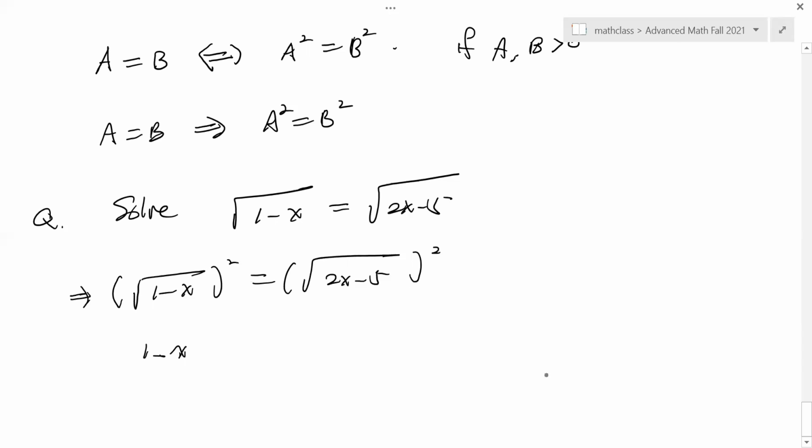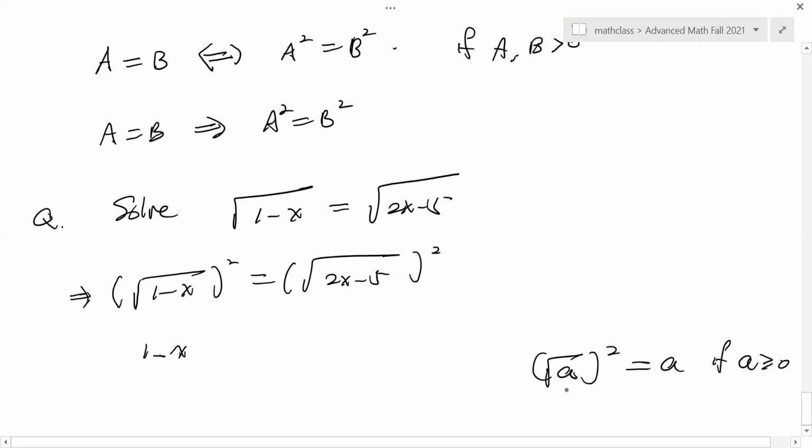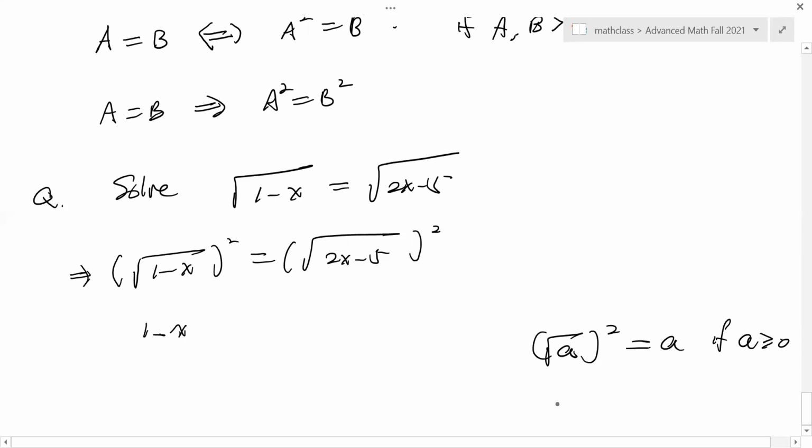Now, again, here's another important thing. Square root of a squared is equal to a only when a is greater than or equal to 0. If a is negative, the term on the left-hand side is not even defined, and this is not true. It doesn't make sense in elementary mathematics before we study negative numbers and complex numbers. So we don't mention that. Anyway, square root of a squared is always equal to a when a is nonnegative. So now you have 2x minus 5.